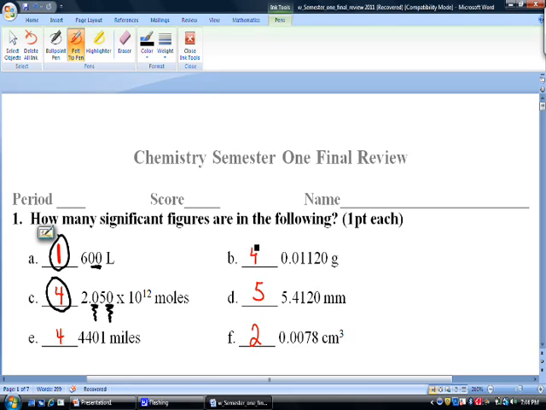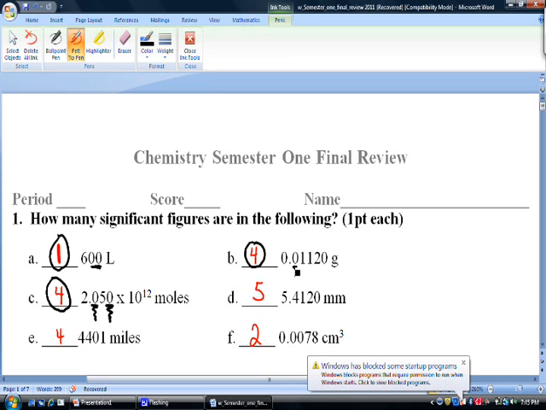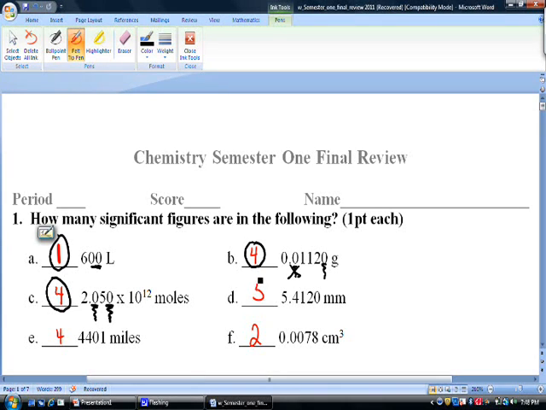Coming up over here to B, this zero is not a significant digit because it is not at the end of the number. So not a significant digit. This zero, however, is a significant digit. So D, 5 significant digits. This is a significant digit because it's both at the end of the number and it is after the decimal.